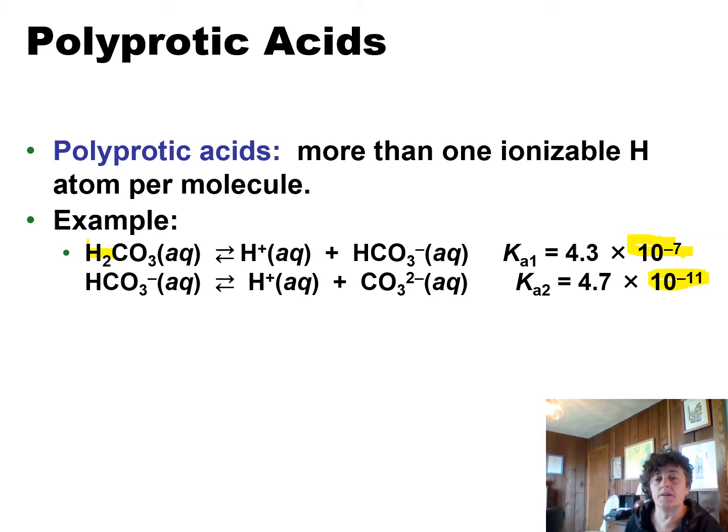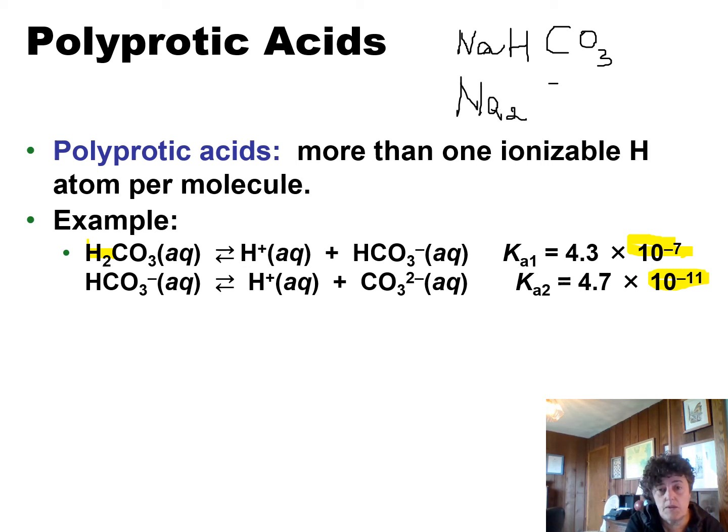So the second ionization constant tends always to be smaller. Now, as a reminder, if we pair these two ions with sodium, we would have sodium HCO3, and that would be sodium bicarbonate, also called baking soda. If we pair sodium with the other ion, we would have Na2CO3, that would be sodium carbonate, and that would be washing soda.